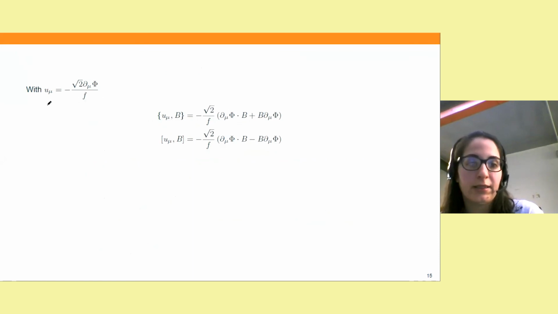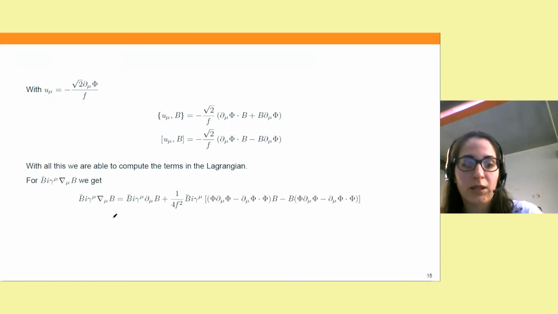So we get this expression here, and we can compute the terms that were appearing in the Lagrangian. There was a term with a constant D and a term with a constant F. If you remember, one was with the anti-commutator and the other one with the commutator. And if we just substitute this U mu in this expression here, we get this here.